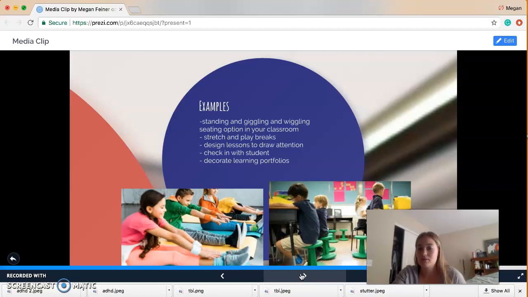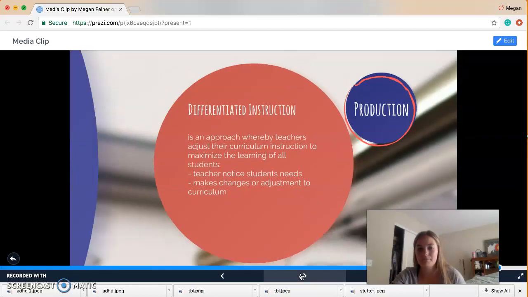Some examples of using this in the classroom would be station work, checking in with the student, because maybe you have two teachers within the classroom to help them, as well as decorating their portfolios, sitting in a wavy chair to keep their attention on what's going on. Just making sure that they feel comfortable in the classroom and that they are achieving what they need to achieve without being disruptive or unproductive.